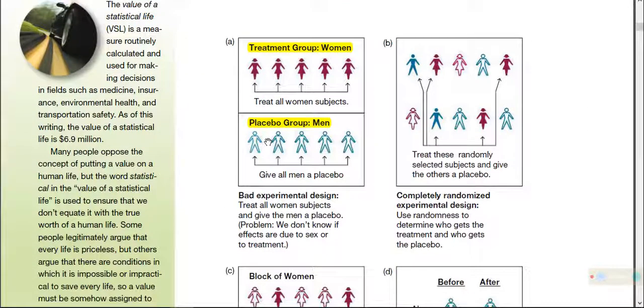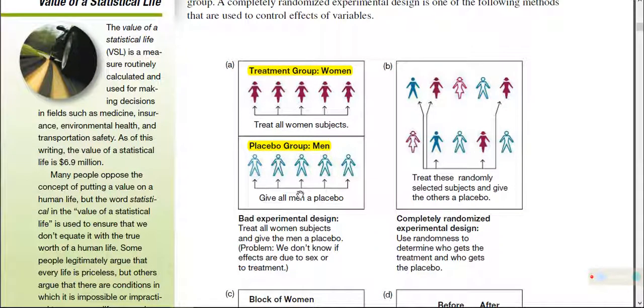So, tingnan natin sila. Ito muna yung A. This is a bad experimental design. Why? As you can see, for the treatment group, lahat ng respondents natin ay female, women. And then for the placebo group, lahat ng respondent natin ay male. So, bakit bad experimental design to?